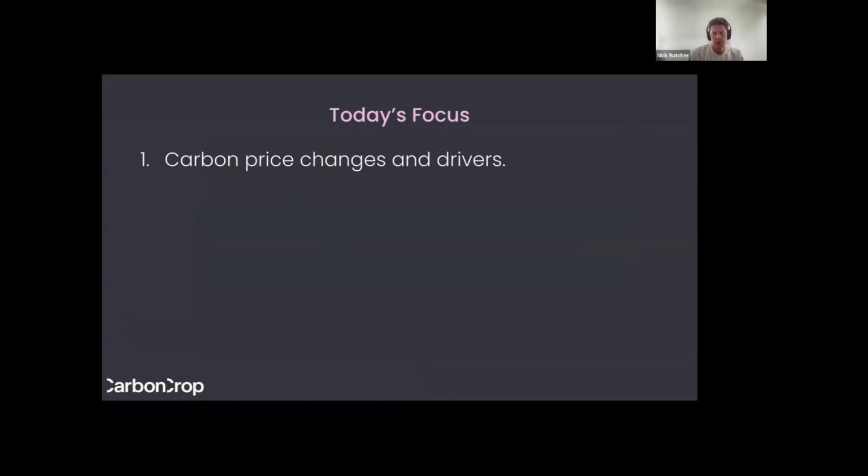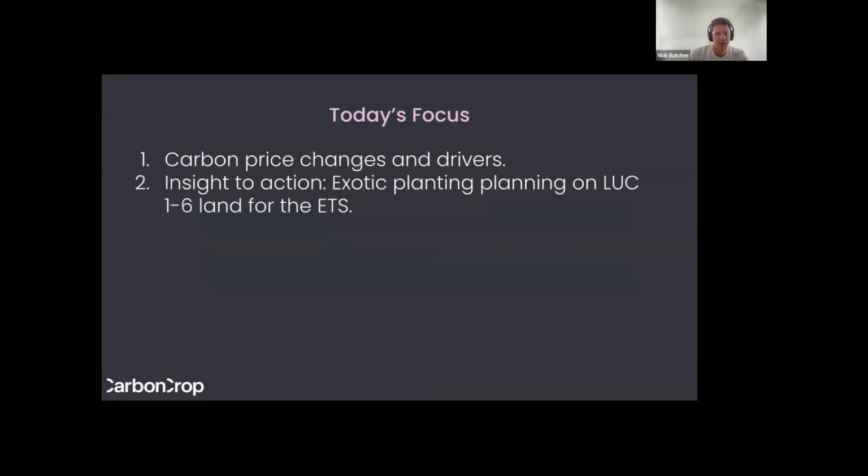So as I mentioned before, today's focus, two things: carbon price changes and the drivers behind these. Drivers is always a little bit speculative. There's a lot of column inches that's been printed, like any market, on commentary of what happened and why, and therefore what's going to happen. But this is hopefully some of the less controversial takes.